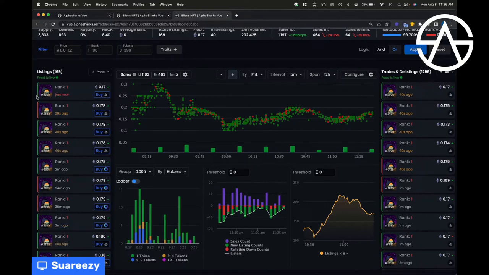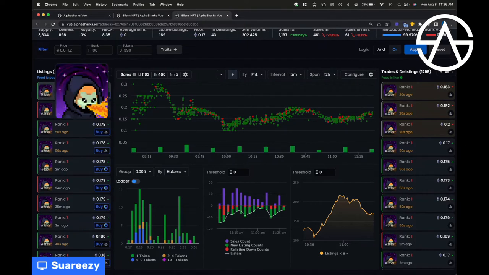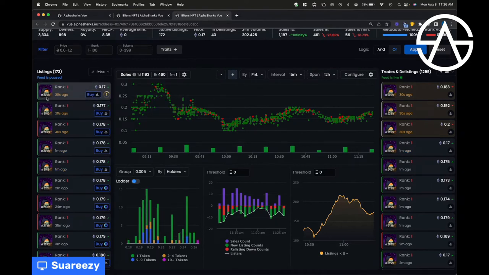So you're gonna have four different colors on the left side, and what those are going to indicate, you're gonna have one main one, which is going to be the green. And green is going to indicate a listing that has been listed for the first time. So Alpha Sharks is picking up that this actual NFT that's being bought up, number 3226, is actually listed for the first time. And that's what this green is actually indicating here.